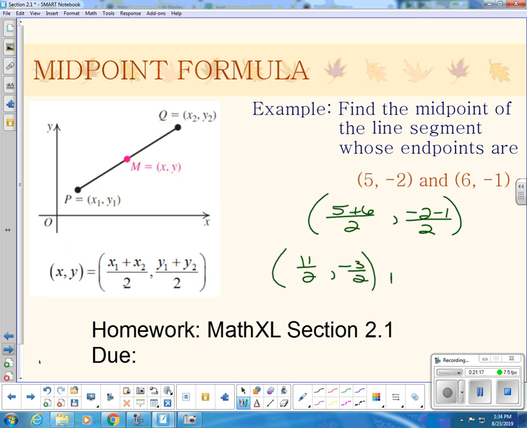And remember, you're looking at Math Excel. So make sure you're looking at how they want the answer. Do they want it as decimal, or do they want it as a fraction? Or if they don't say, they don't care. Okay?